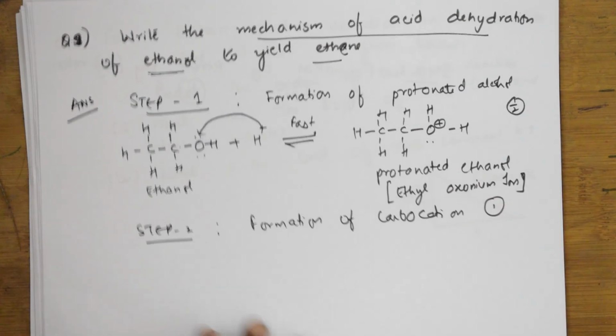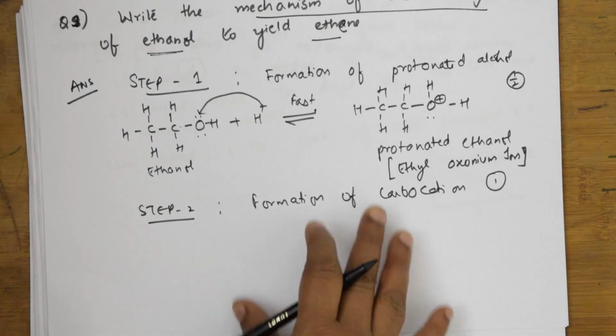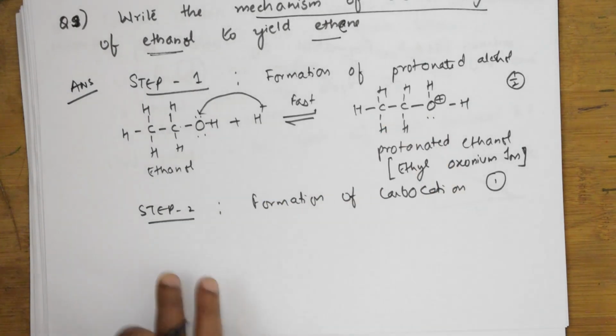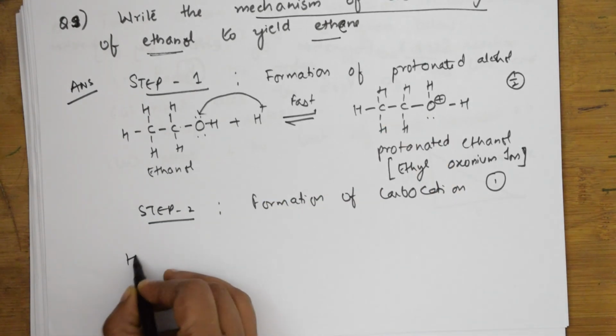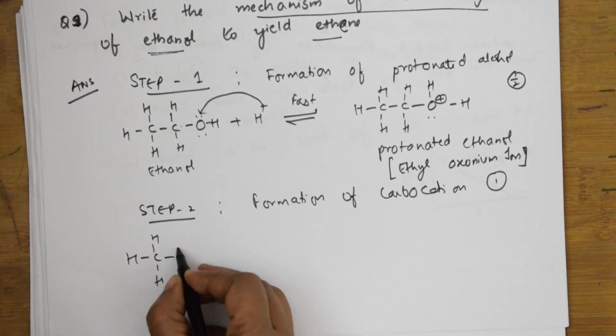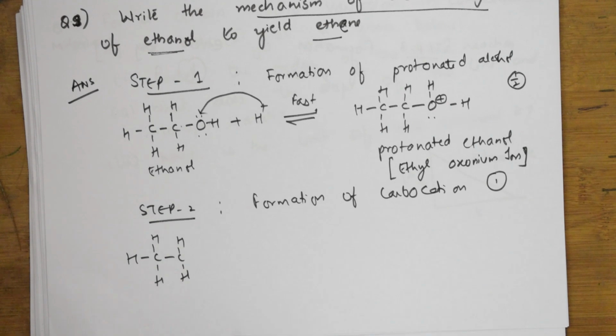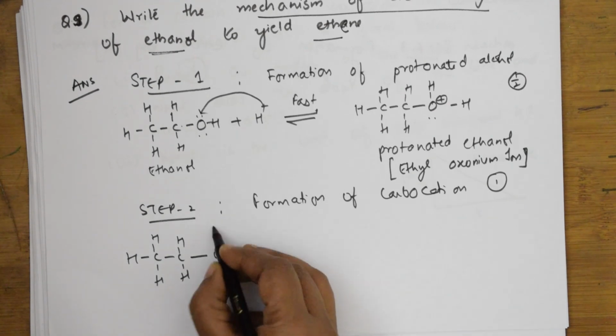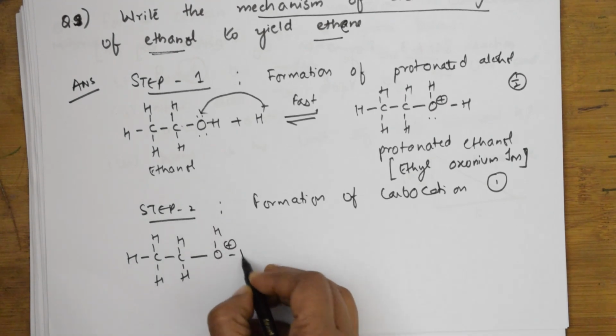Now the first step is over. Then the second step, formation of carbocation. We are going to take the same thing here. So we added H plus. And now I'm going to take the same thing: then H, then hydrogen, then oxygen, then hydrogen plus and H.